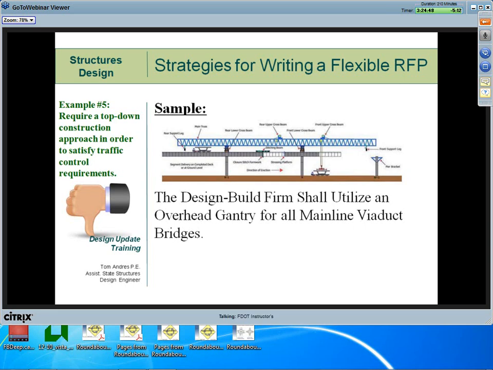Another example may be where you're constructing a long segmental viaduct in the median of an interstate using span-by-span segmental construction. And because of crane access limitation, this solution may be required. But in this case, you may want to show the means and methods in your concept plans as a starting point and the requirements in the RFP regarding your traffic restrictions. So basically, you would just show one possible method, but you wouldn't require it. And that I think is the best approach.